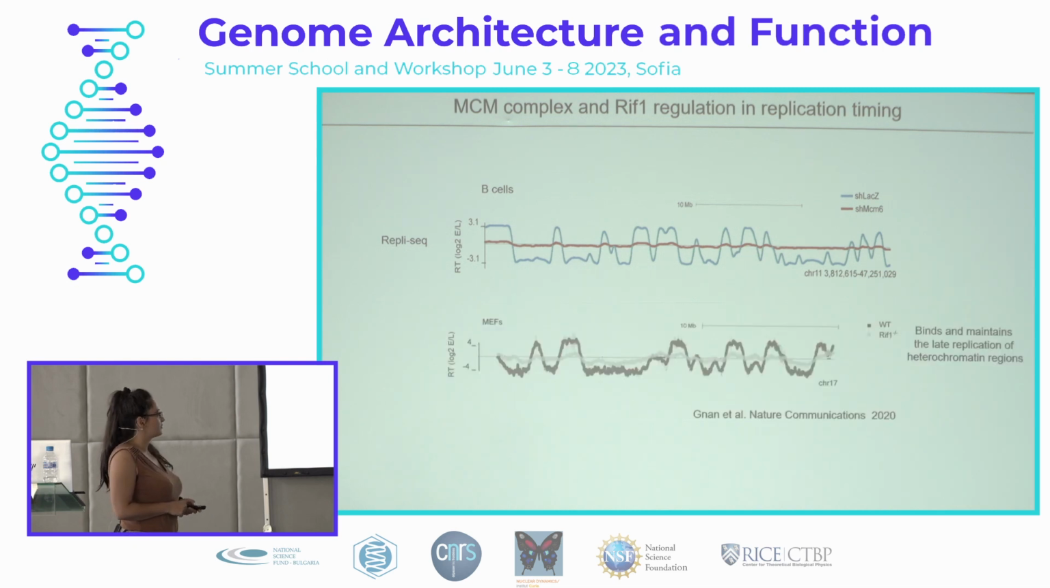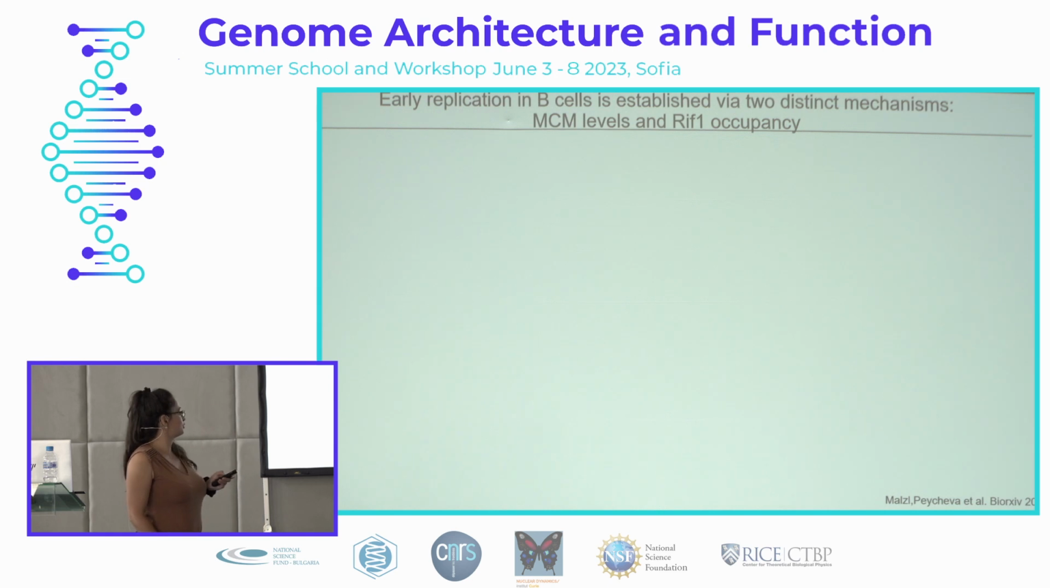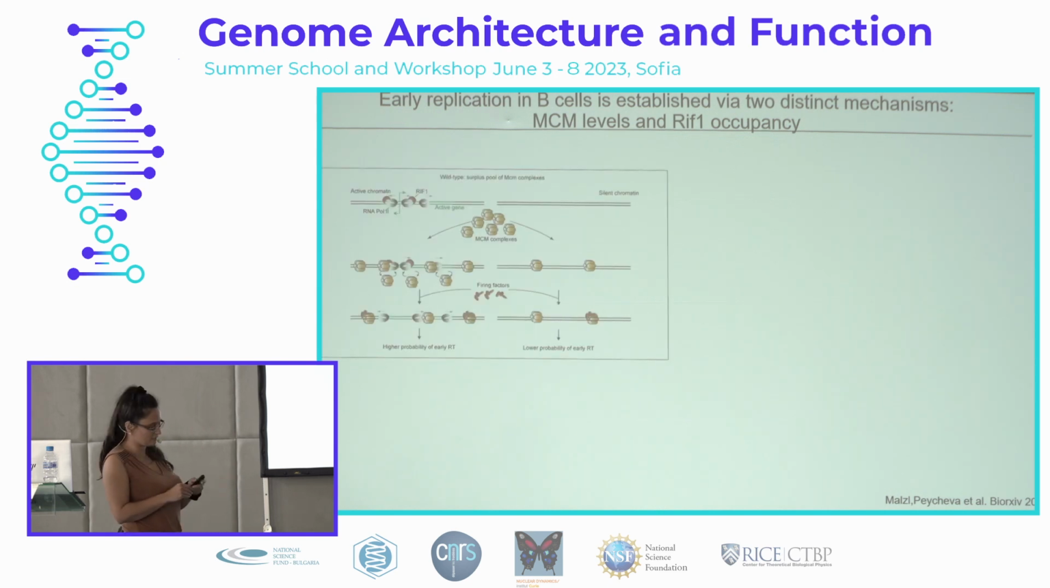And this was very interesting for us because there is another global replication timing regulator, and this is RIF1. What we know about RIF1 is that it binds to heterochromatin and suppresses the activation of origins there. And when we knock out RIF1, we have a very similar phenotype to what we saw upon MCM depletion. So we were wondering how MCM levels and RIF1 regulation interplay in B cells to regulate replication timing. And very long story short, we had very surprising findings here.